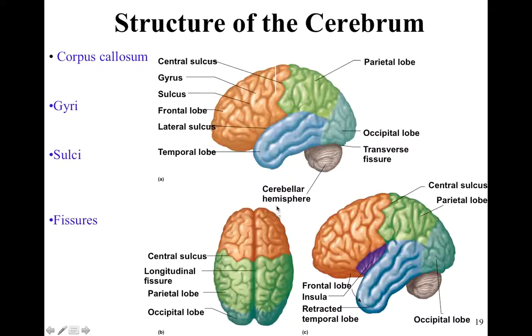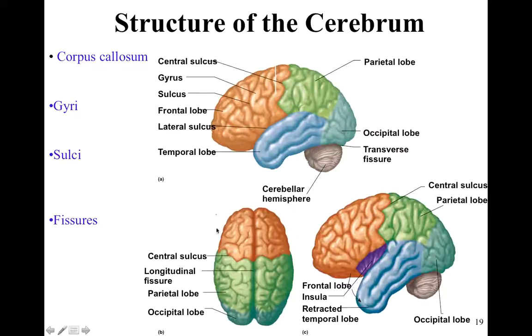There's a lateral sulcus also, separating the frontal lobe from the temporal lobe. There's the transverse fissure, and this transverse fissure separates the cerebellum, the smaller part of the brain, from the cerebrum.